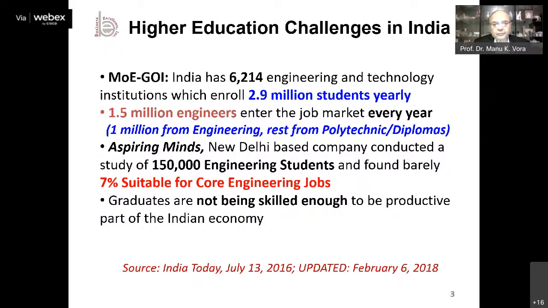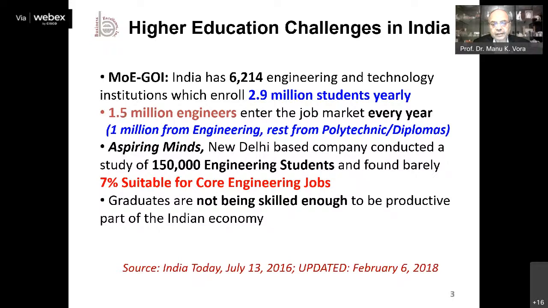So with over 6,000 engineering and technology institutes enrolling almost 3 million students on a yearly basis, and every year 1.5 million engineers enter the job market, 1 million coming from the engineering side, the rest 500,000 from polytechnic and diploma granting institutes. Now, in New Delhi, there is a group called Aspiring Minds, a company which surveyed 150,000 engineering students and found barely 7% of them were suitable for core engineering jobs. So imagine only 7% can handle the core engineering jobs.